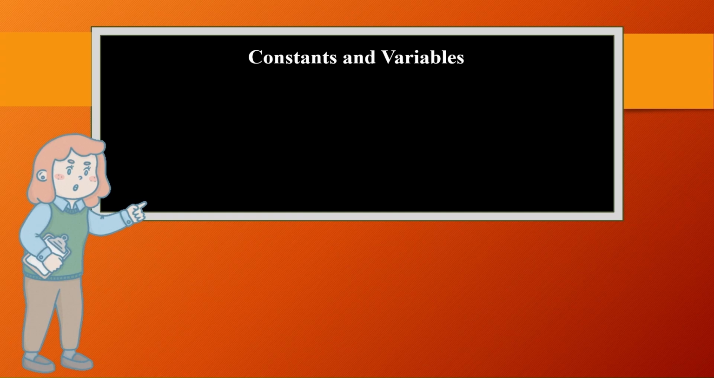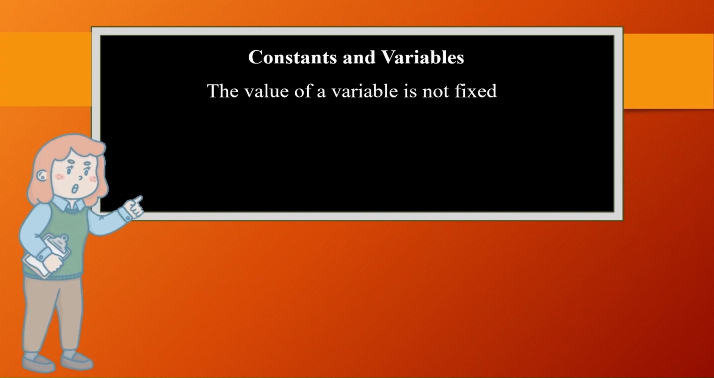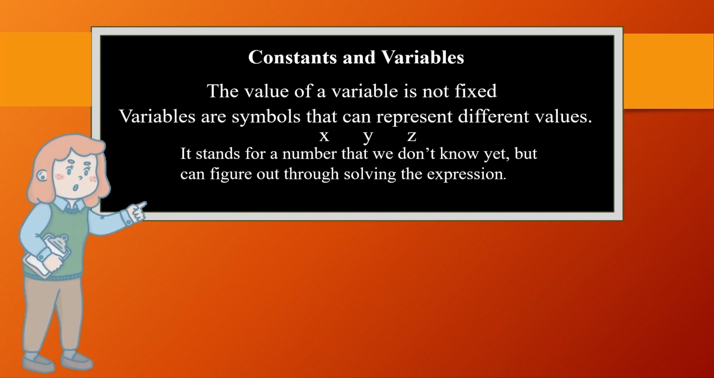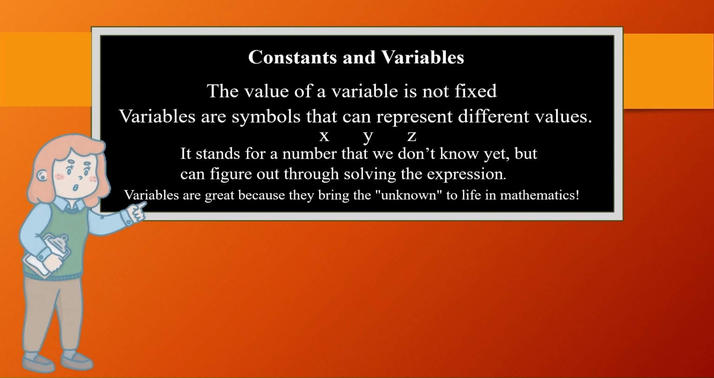Whereas a variable represents a value that is not fixed. The word variable means something that can vary or change. The value of a variable is not fixed. It can take different values. Apart from x, you can use other letters like y and z and so on to represent variables. It stands for a number that we don't know yet but can figure out through solving the expression. In other words, we can say variables are great because they bring the unknown to life in mathematics.